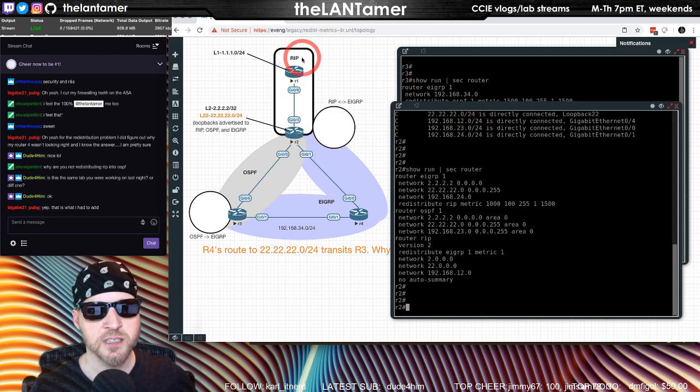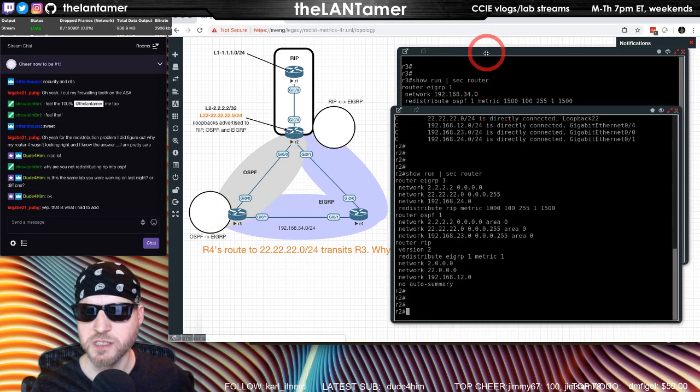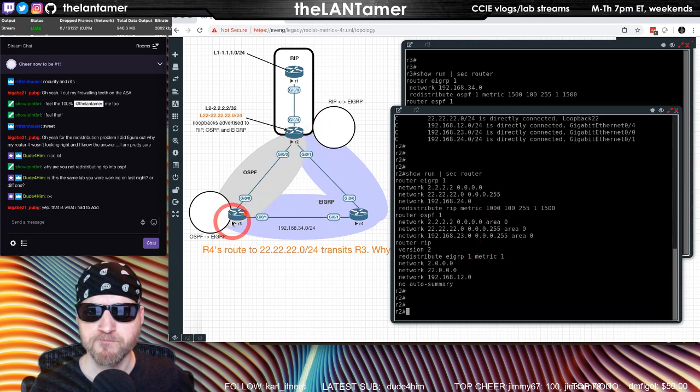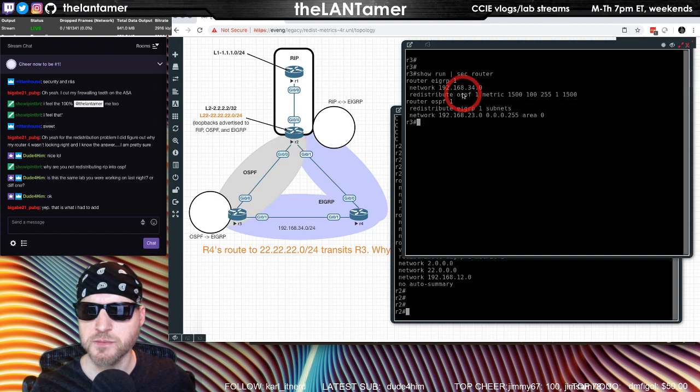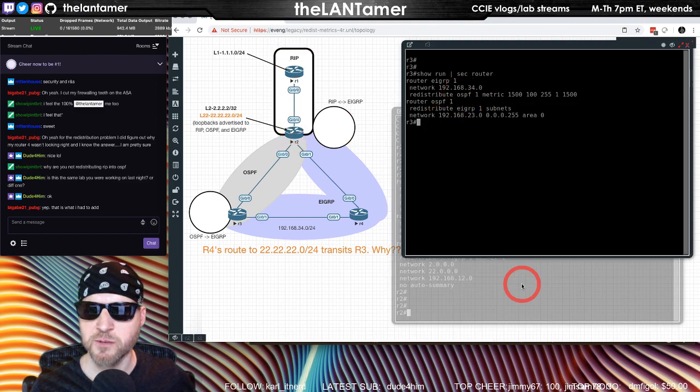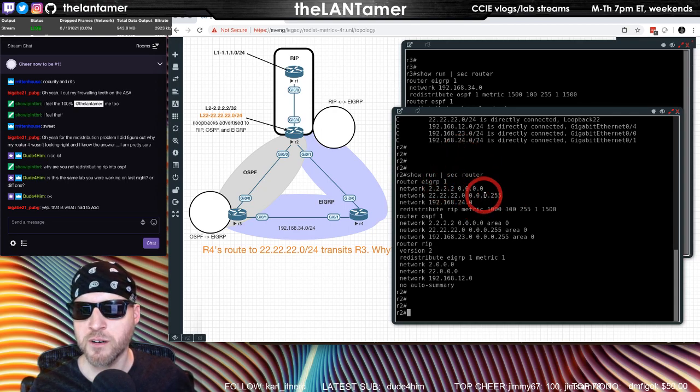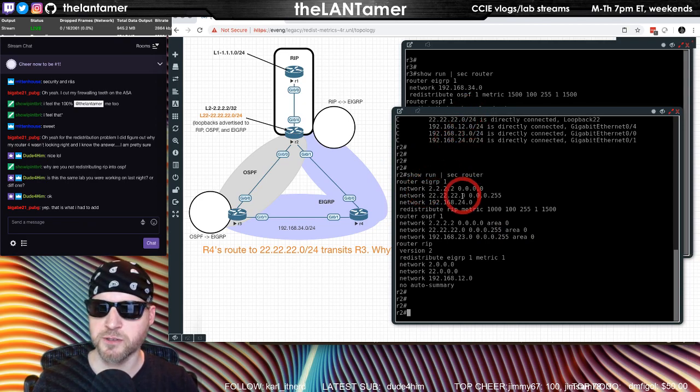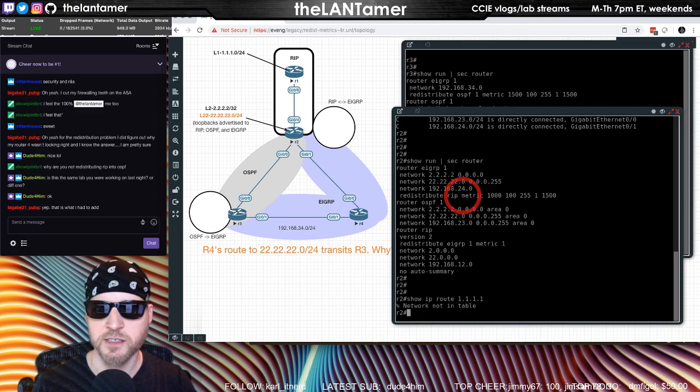So RIP is going to redistribute this loopback 1.1.1.1/24 into EIGRP, and then router 3 is going to learn about that route with an administrative distance of 170, right? Let me actually, hold on a second here. Router 2. No, we are, yeah, 24, 23. Okay, so let's look at router 2 and see show ip route 1.1.1.1. All right, it's not in the table, right?